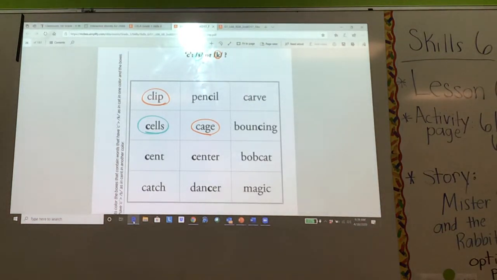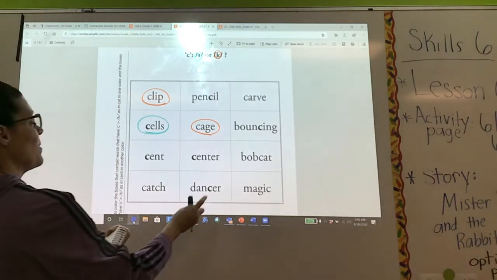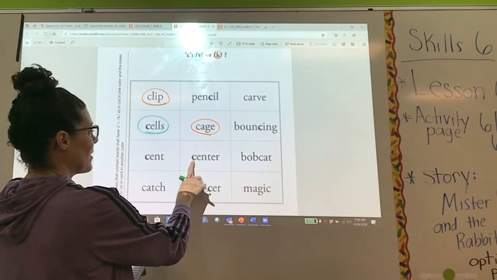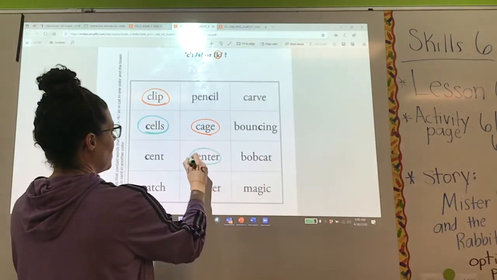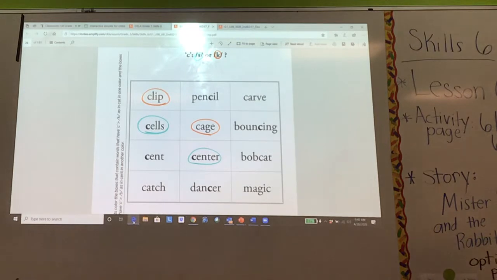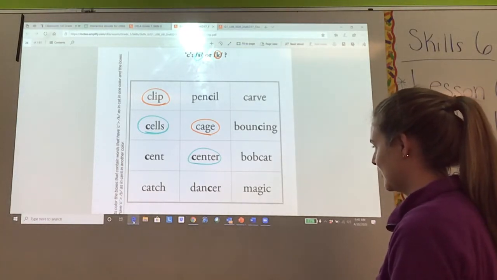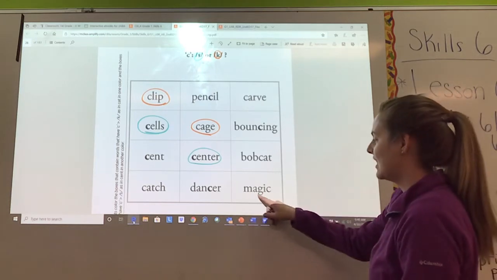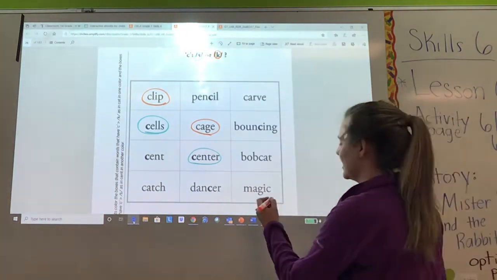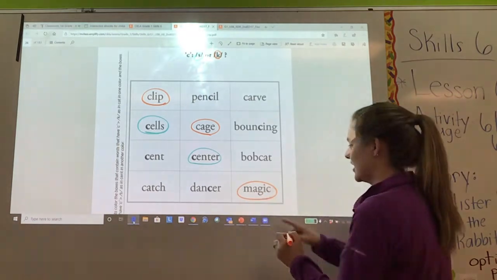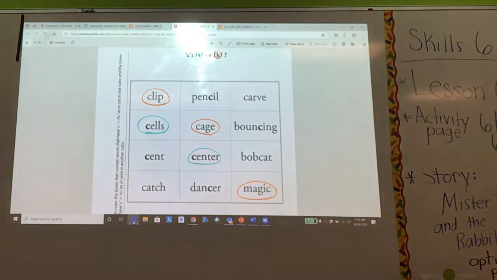Just in case she starts to try to go up and down, I'm going to mark the word center. Blocked ya. See, it's hard for us sometimes too. Ooh, magic. Oh, corner word. Magic. Awesome. Well, you might have blocked me, so now I'll just have a good time finding my word.